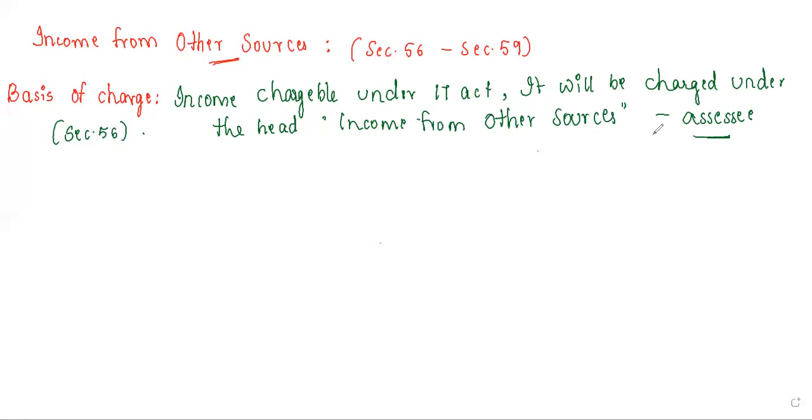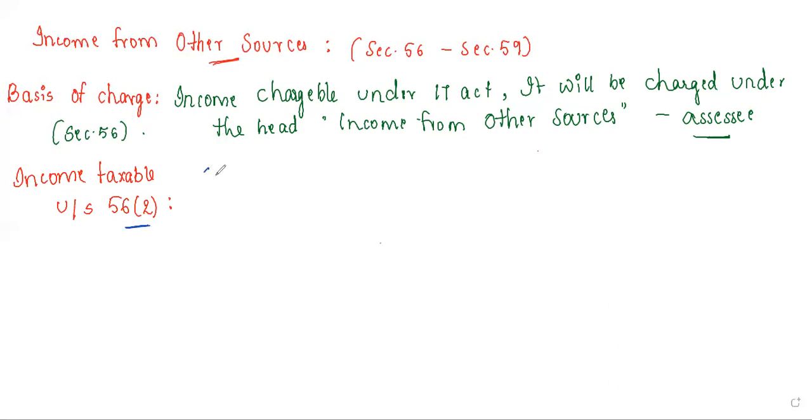Now the next heading: income taxable under section 56 subsection 2. So what is the income chargeable or what is the income taxable? Here we studied about the chargeable income. Here we are studying about the taxable income. So income that is taxable here under section 56 subsection 2. What is the income that is taxable?